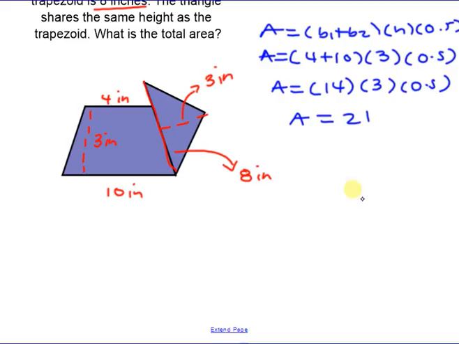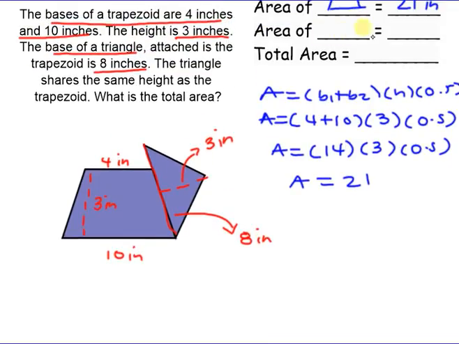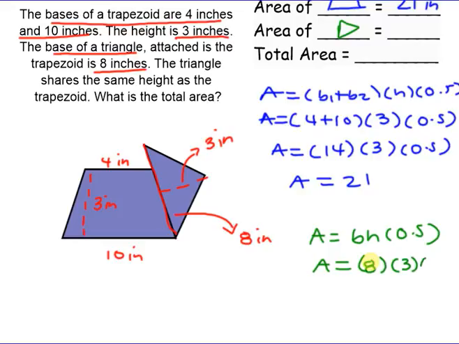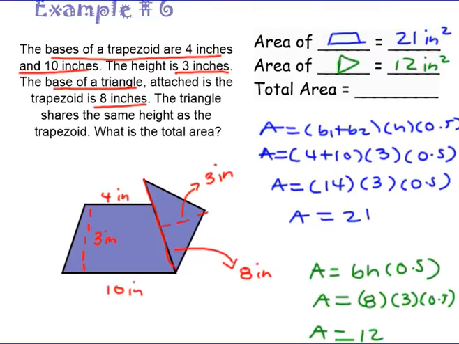Now I'm going to calculate the triangle. So area equals base times height times 0.5. Area equals, so the base is 8, the height is 3 times 0.5. Area equals 12. And so that's going to be 12 inches squared. When I add those two together, I'm going to get 33 inches to the second power.